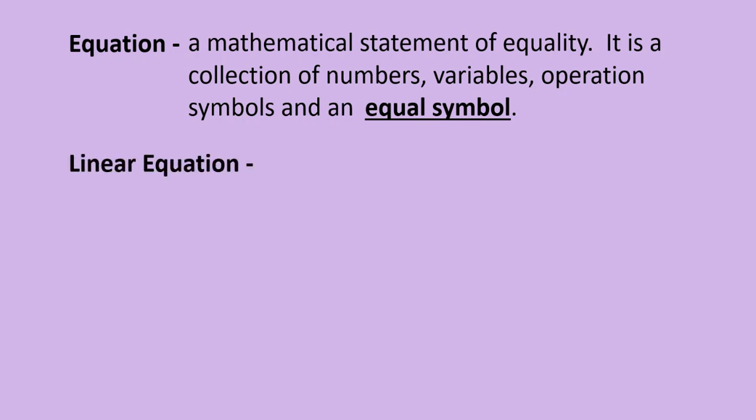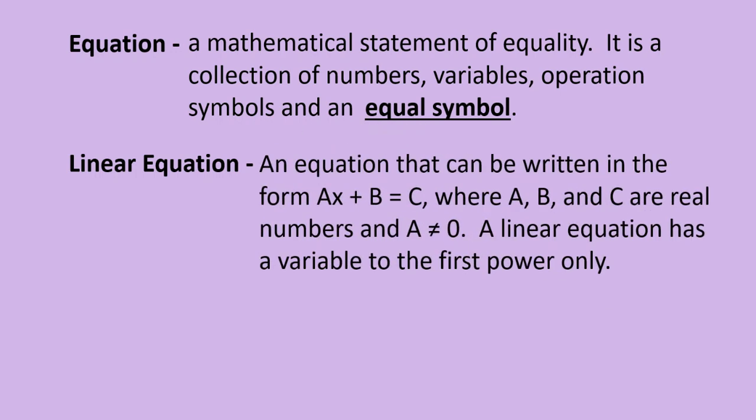A linear equation, which is what we're specifically going to be solving today, is an equation that can be written in the form ax plus b equals c, where a, b, and c are real numbers, and a does not equal 0. If a were 0, then when we multiplied the a, or 0, times x, it would get rid of that variable, and therefore we would no longer have a linear equation.